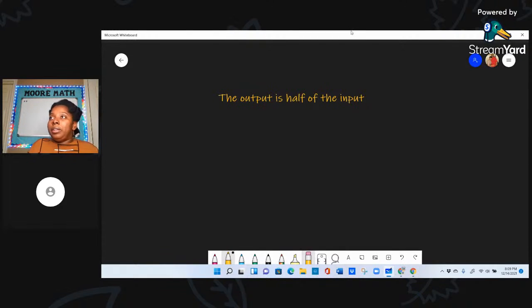So what's the output? What letter represents the output? Y. Okay, "is" means what? Equals. Yep. Half, we write it as half. And the half of the input, what's the input? X. Yeah, that's it. So we literally are just following the words. The output, y, equals half of the input, half of x. You see it?